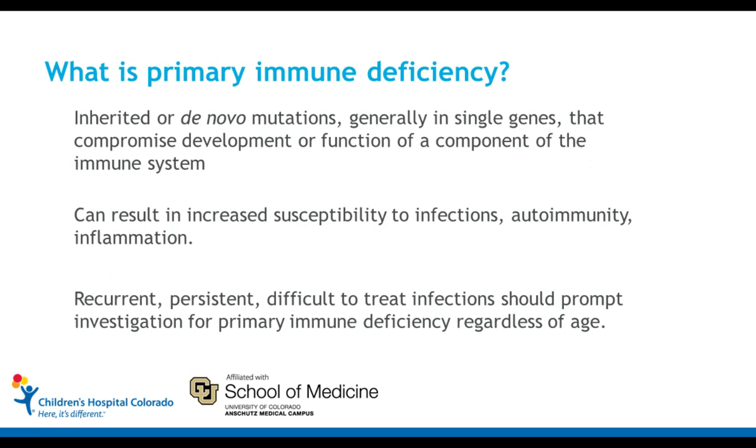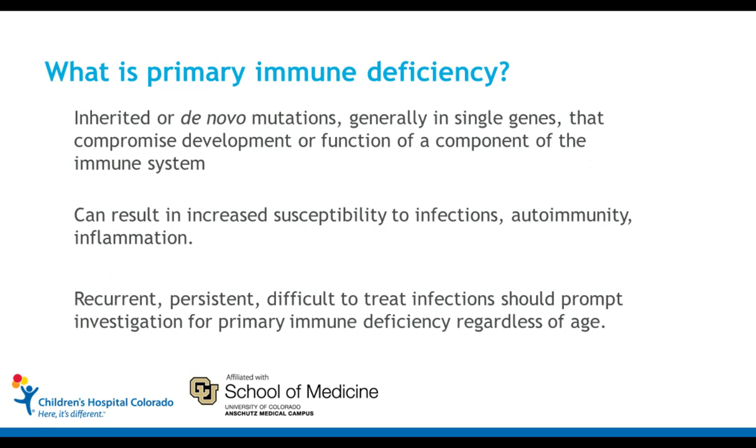So what is primary immunodeficiency? It's generally defined as a defect of the immune system resulting from a mutation in a single gene, and this may be inherited or sometimes could be a de novo mutation, indicating that it may arise later in life. These mutations may compromise development or function of a component of the immune system. Primary immunodeficiency results in increased susceptibility to infections, but may also present as autoimmunity, increased inflammation, and in some cases, increased susceptibility to certain forms of cancer.